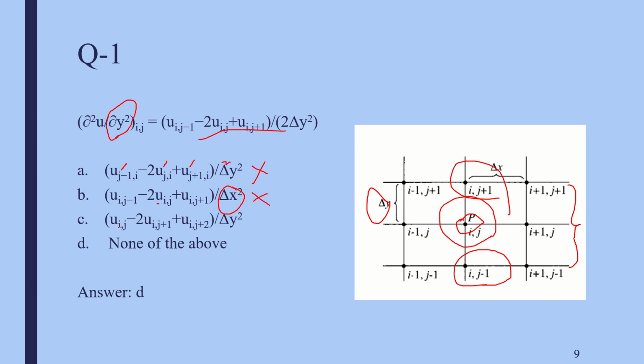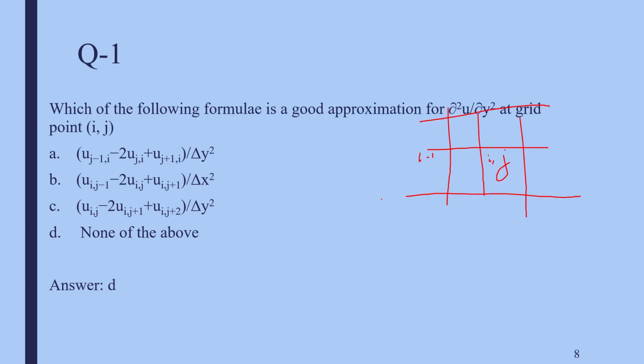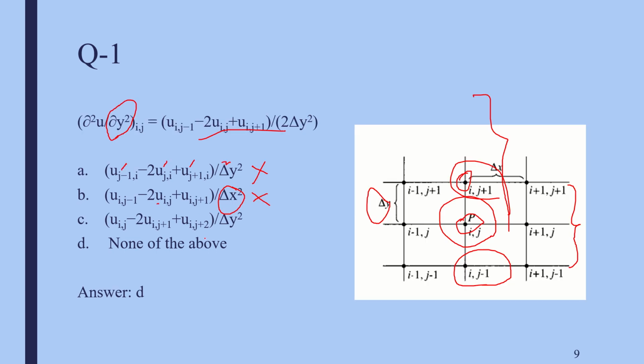In option C it is given u(i,j) - 2u(i,j+1) plus u(i,j+2). Here we are taking one more point and considering it, which makes sense if the considered point is u(i,j+1), but in the question it is asked with regard to grid point (i, j). So again here the 2 is missing, so this is false. So the answer to this question is option D, none of the above.